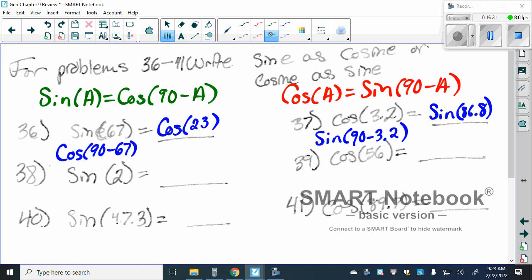For 38, yes, we would have cosine of 88, because 90 minus 2 is 88. And the next one, we would have sine of 34, because 90 minus 56 is 34. And that's all we have to do for these here. Any questions on 36 through 41?